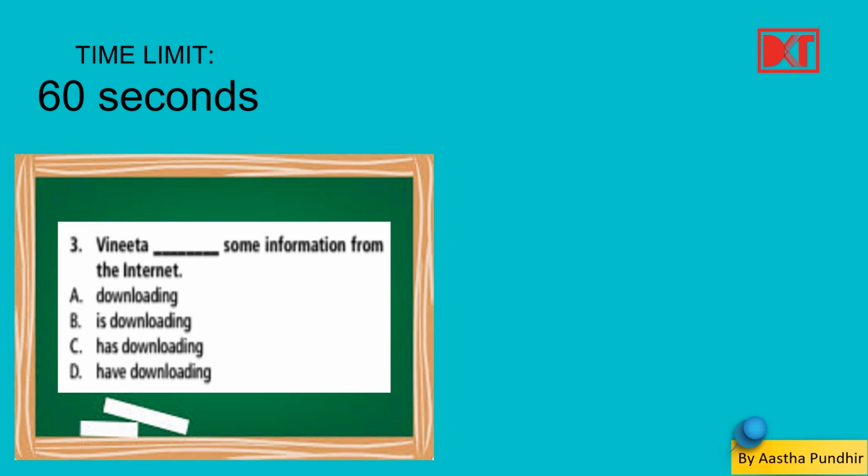Okay, next, Vinita dash some information from the internet. A, downloading, B, is downloading, C, has downloading, D, have downloading. Here the correct answer is B, is downloading. Now here you see we only have a choice between present continuous and present perfect continuous. Now you know how these two are formed.